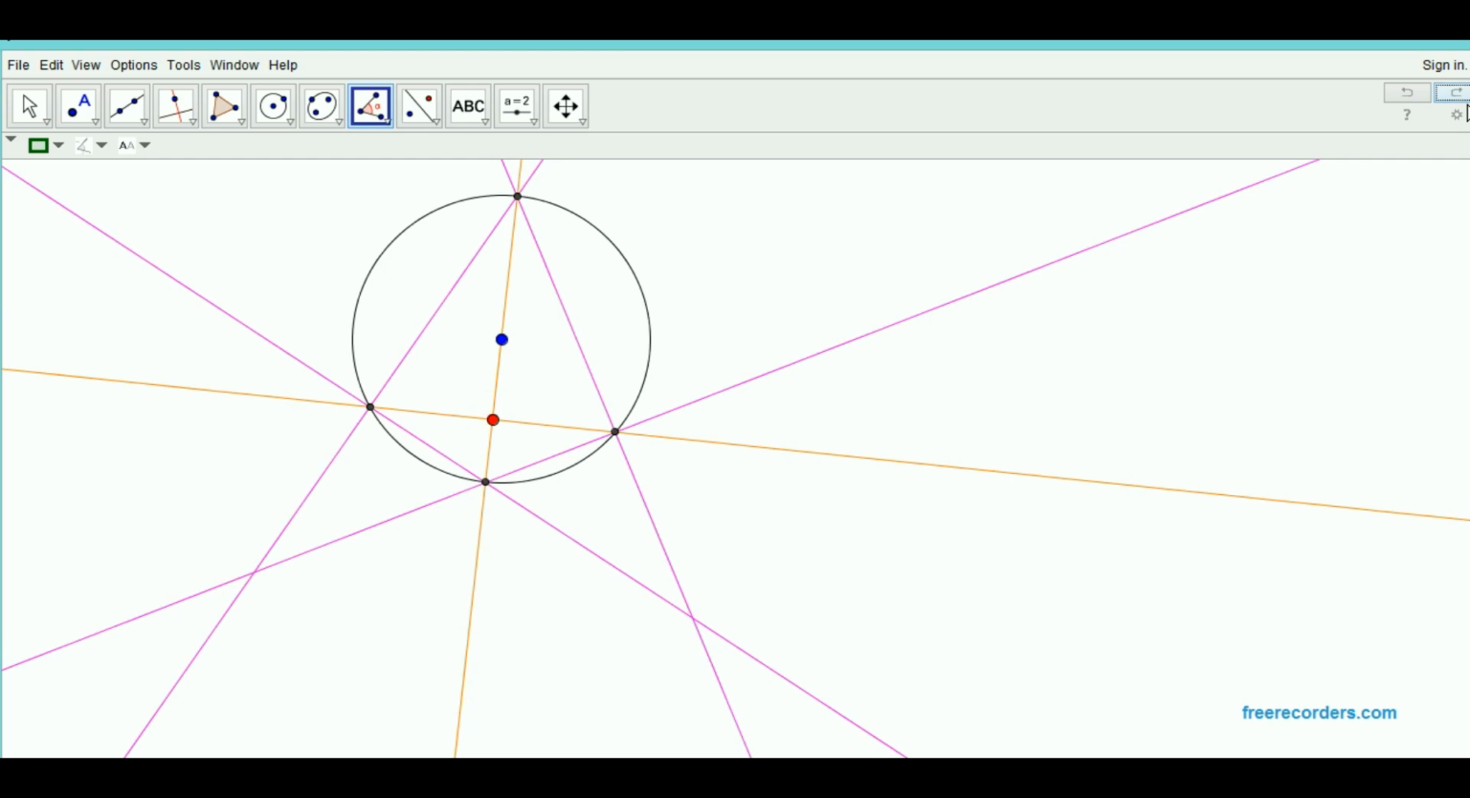And now simply, if you draw lines through our initial point, you now have 4 lines, and those 4 lines give you the elliptic involution of lines through this red point that correspond to the tangent lines through the point we're interested in.